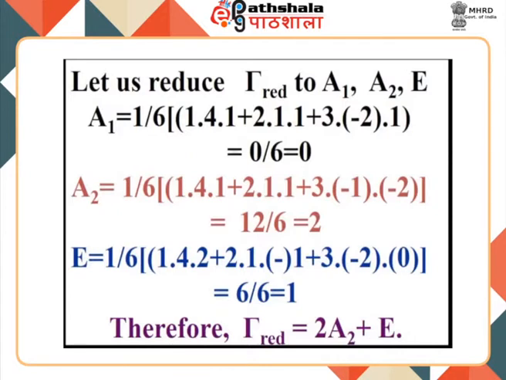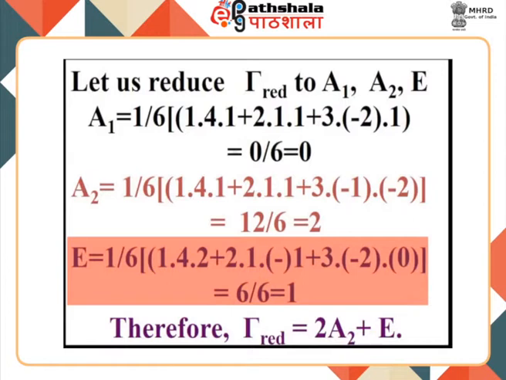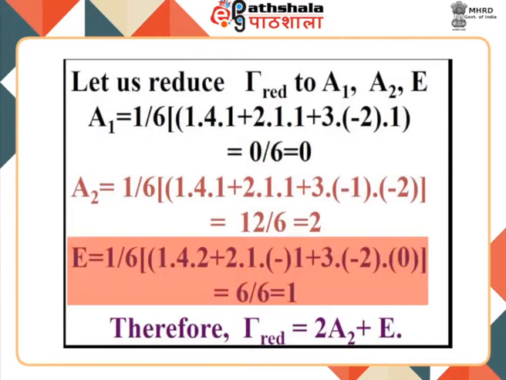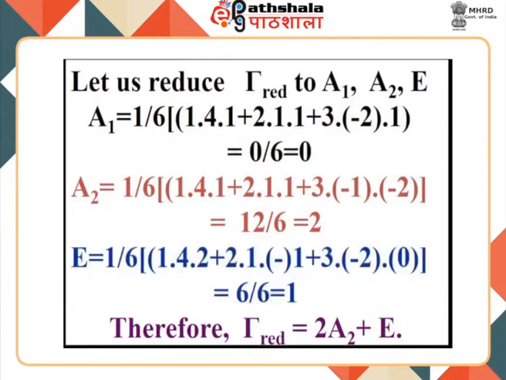Let us now find out how many times E is there. E is equal to 1 by 6 within bracket 1 into 4 into 2 plus 2 into 1 into minus 1 plus 3 into minus 2 into 0, that is 6 by 6, which is 1. Therefore, E repeats only 1 time. That is, if we take the total irreducible representation in the reducible representation, we have tau reducible as 2A2 plus E.